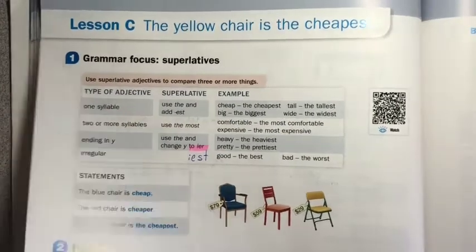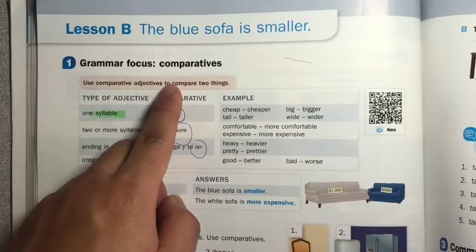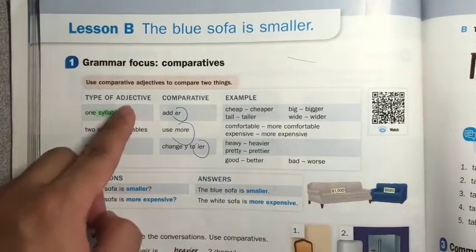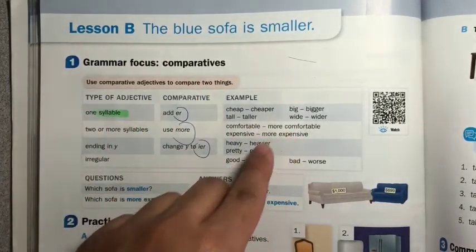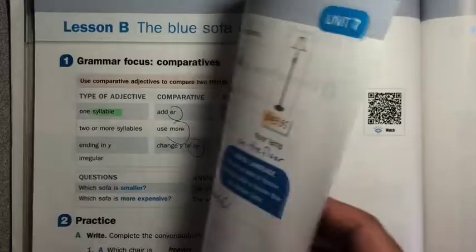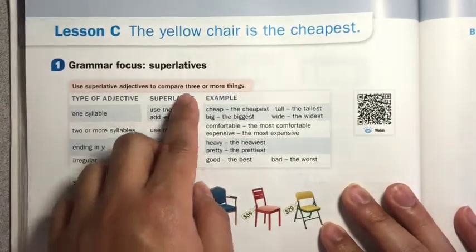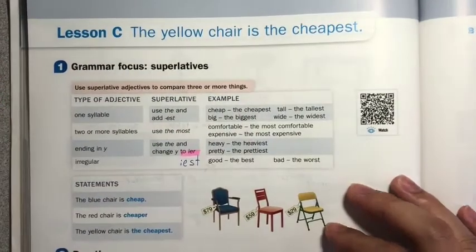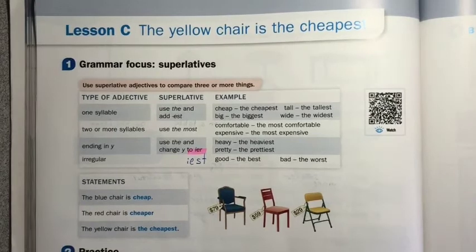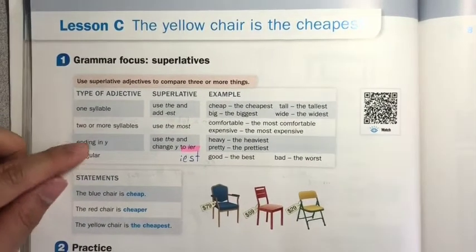So in Lesson B, we were comparing 2 things. So which one is more expensive or more comfortable, or which one is cheaper or taller? In Lesson C, we're talking about 3 or more things, and we want to find the one that is number 1 in its category.